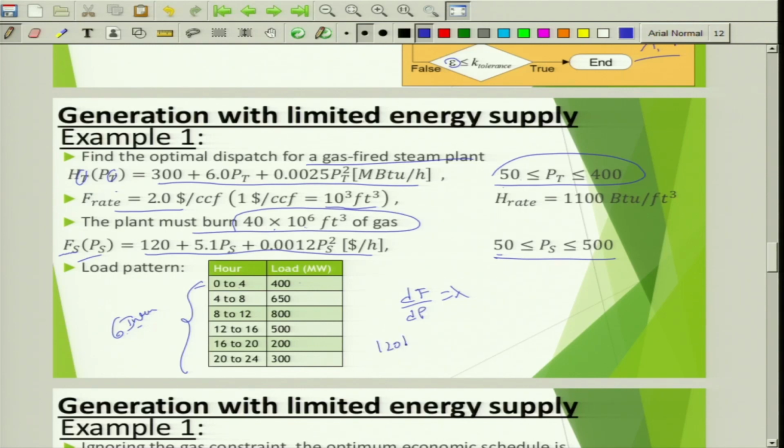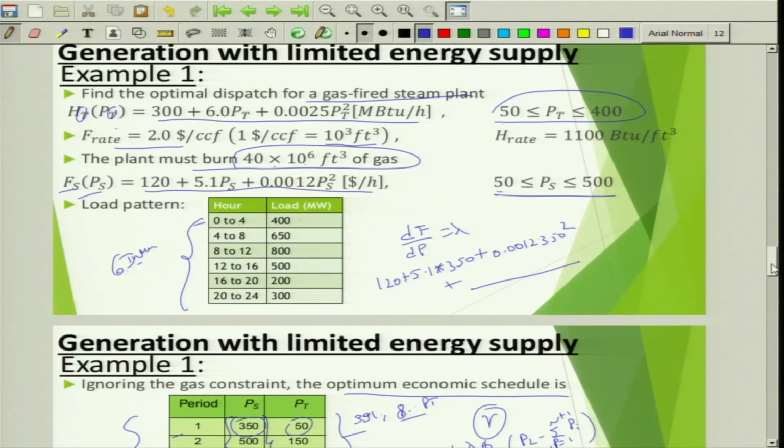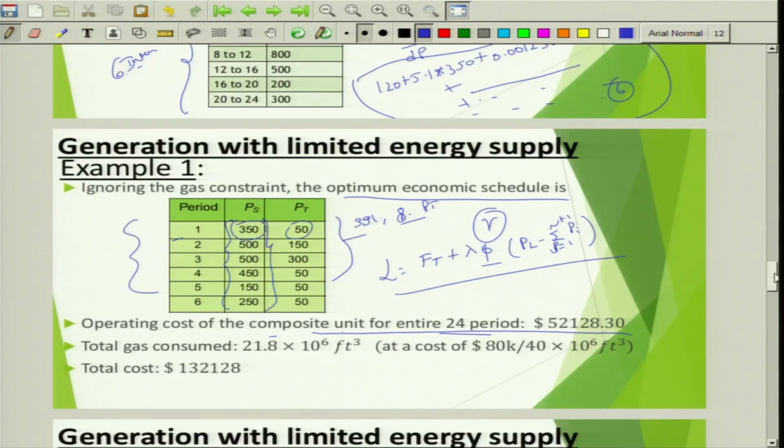That means let us say 120 plus 5.1 into 350 plus 0.0012 into 350 square, plus again with another optimal schedule. What is the next one? 500. So next again 500, up to the last interval, the 6th interval. Now this cost is coming out to be $52,128.3, right. Now the total cost includes the cost of this plus the cost of this generation.